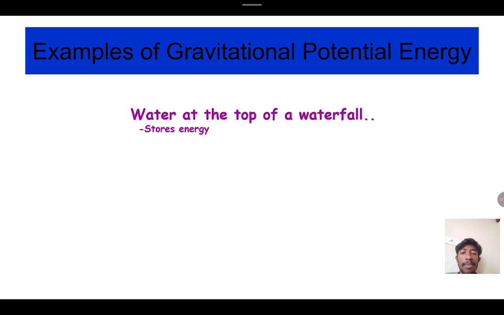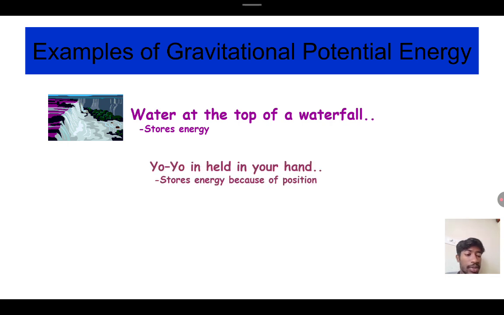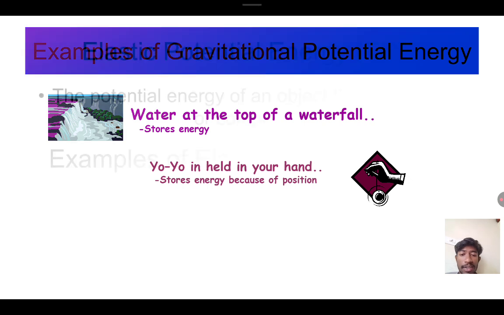Examples of gravitational potential energy: water at the top of a waterfall stores energy. And you have also seen a yo-yo, right? This is a reference for a yo-yo. It stores energy because of position. When it is held up like this, it is storing energy. If you use it, then it will not have that potential energy; it will have kinetic energy. We will be discussing that later.